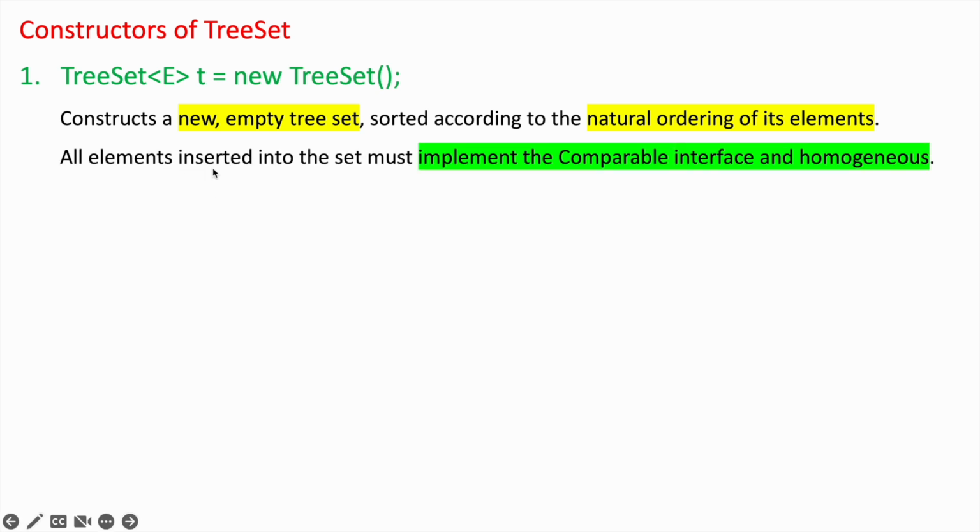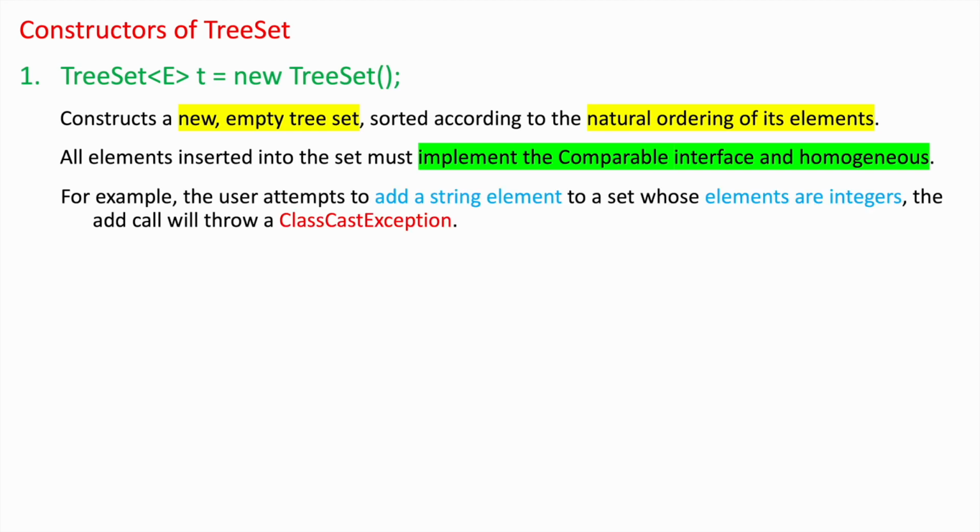So all the elements inserted into this set must implement the Comparable interface and the elements must be homogeneous. For example, if the user attempts to add a string element to a set whose elements are integers, then the add call will throw a ClassCastException. For example, we have created a TreeSet object with the generic type Integer. That time this TreeSet will allow only integers. If the user adds any string, that time this add call will give a ClassCastException.